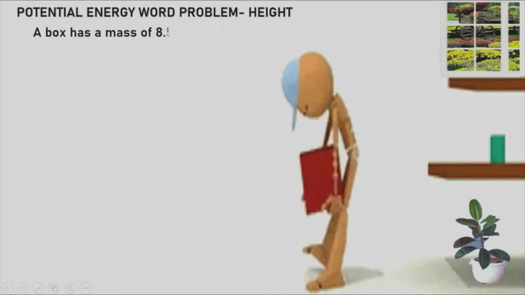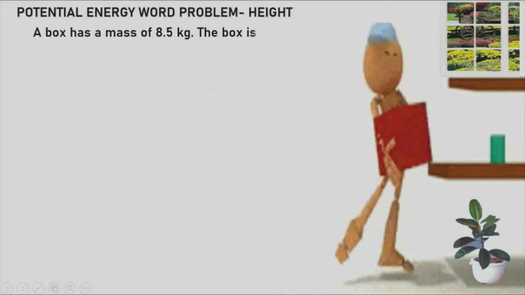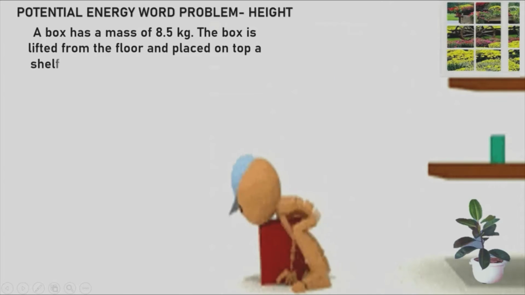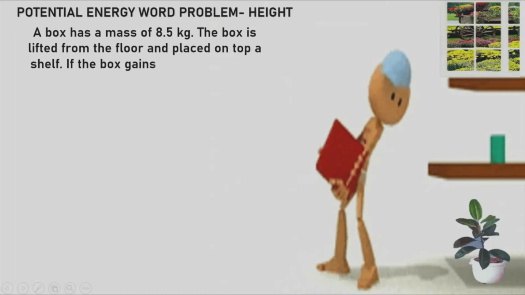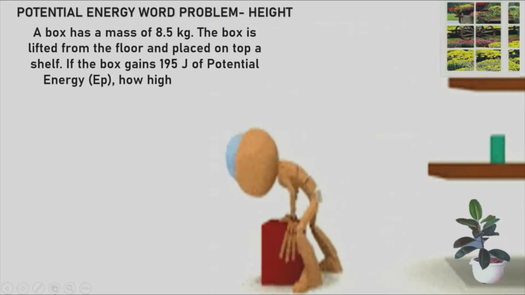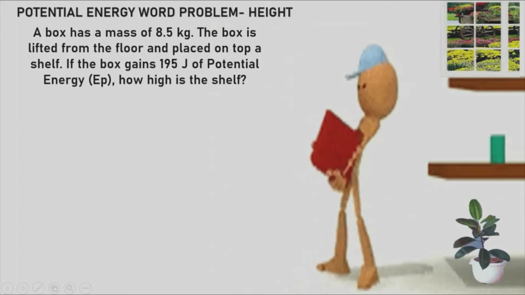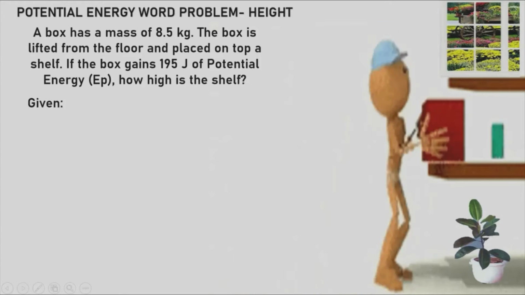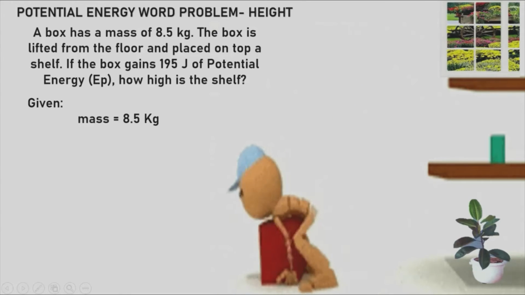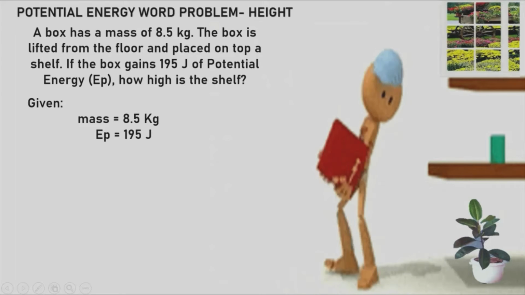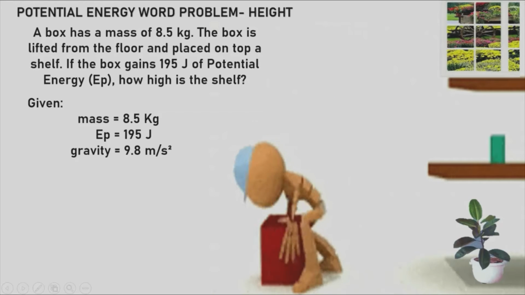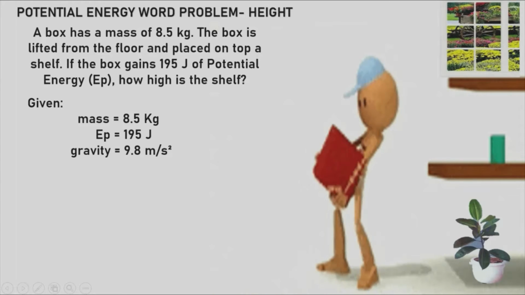Next is the potential energy word problem in height. A box has a mass of 8.5 kg. The box is lifted from the floor and placed on top of a shelf. If the box gains 195 joules of potential energy, how high is the shelf? Again, read the problem carefully and look for the given data in the problem. For mass, we have 8.5 kg, 195 joules for potential energy, and 9.8 meters per second squared as acceleration due to gravity that is constant.